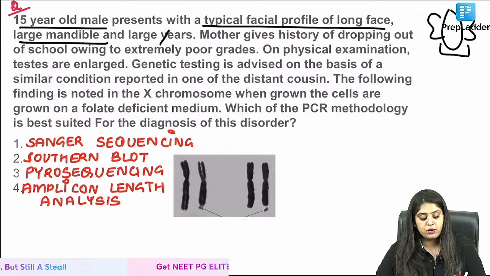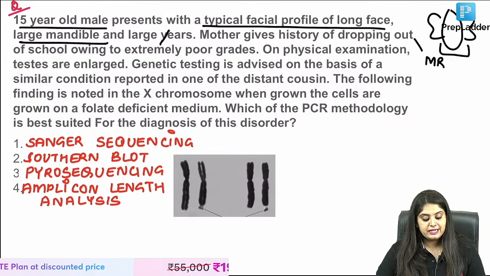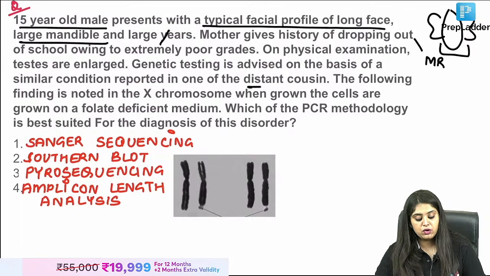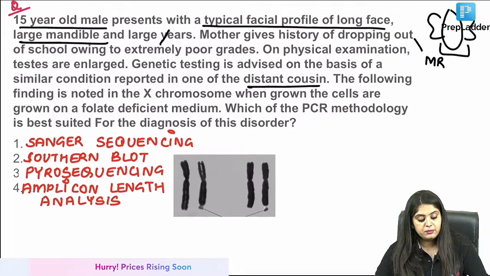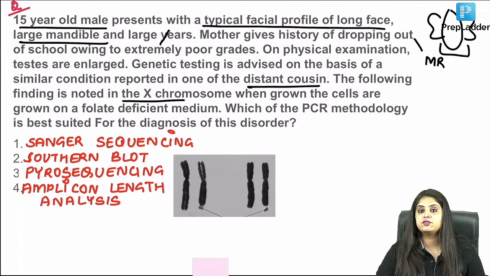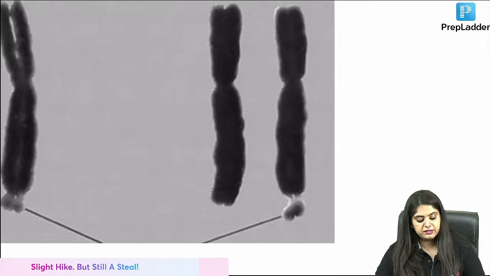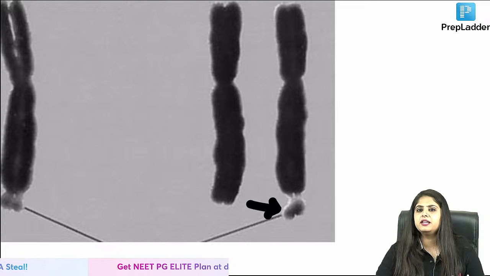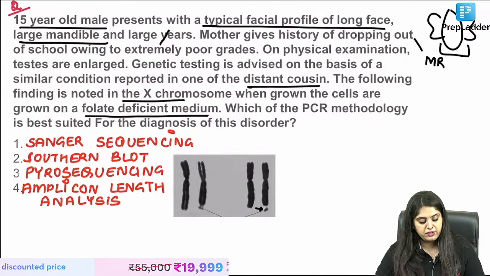Now there's a history of dropping out of school due to poor grades, which means there's mental retardation. Genetic testing is advised because this disease is also in a distant cousin, so it is a genetic disorder. There is a problem in chromosome X, which they have shown over here, and when they are grown in a folate deficient medium, you saw this. It looks as if chromosome X is breaking off. Fragile X syndrome maybe. For Fragile X syndrome, what will you do?